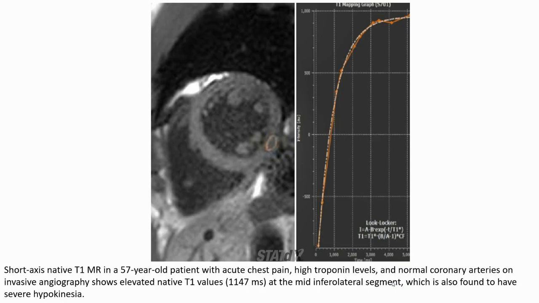The short axis native T1 in a 57 year old patient with acute chest pain, high troponin level, and normal coronary arteries on invasive angiography shows elevated native T1 value at the mid inferolateral segment, which is also found to have severe hypokinesia.